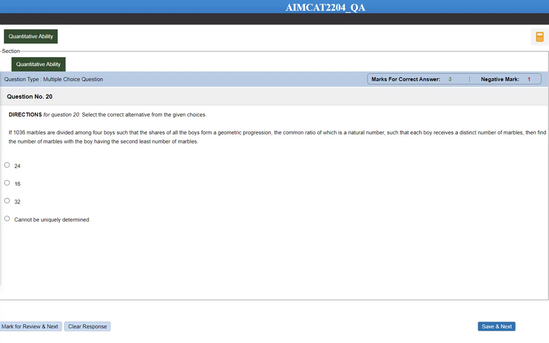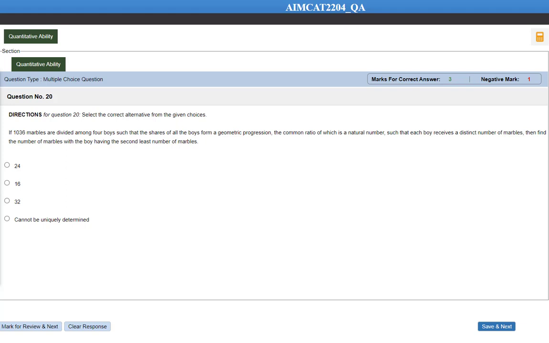If 1036 marbles are divided among the 4 boys such that the share of all the boys are in a geometric progression and the common ratio is a natural number such that each boy receives a distinct number of marbles, find the number of marbles with the boy having the second least marbles.